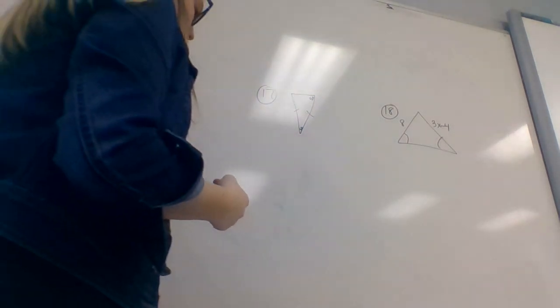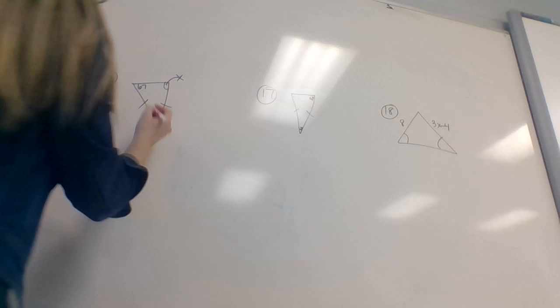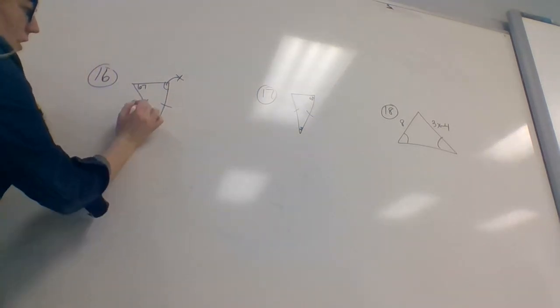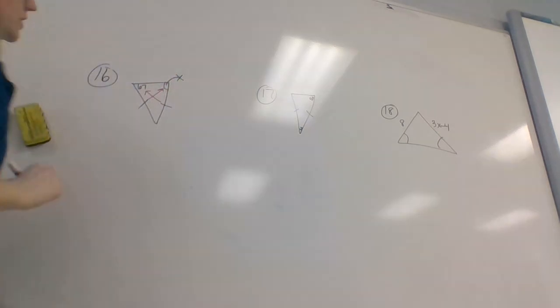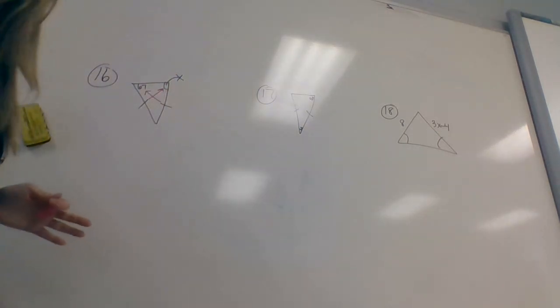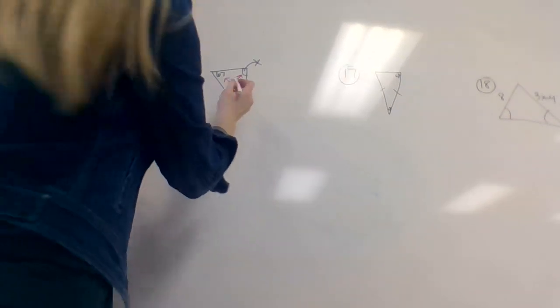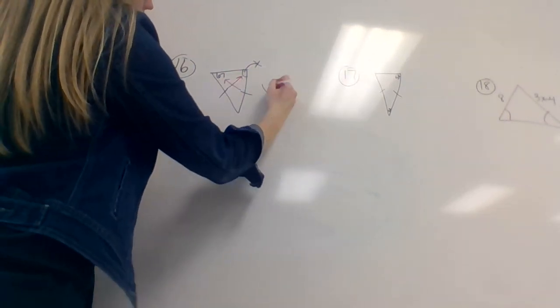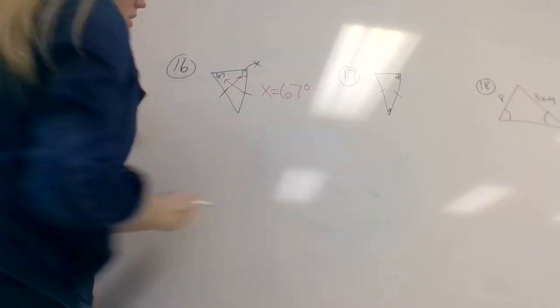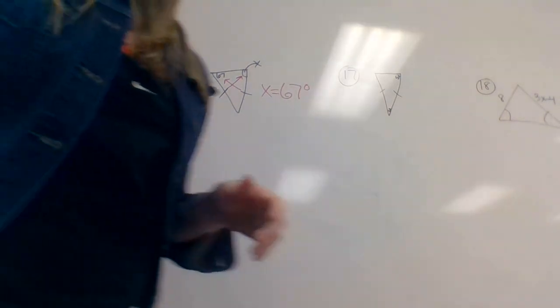Now, if you remember from a previous lesson, if I know that two sides are congruent, I also know that the angles directly across from them are also congruent. So for number 16, if I know that this side is 67 and this side has to be congruent to it, then I also know that x has to be 67 as well.